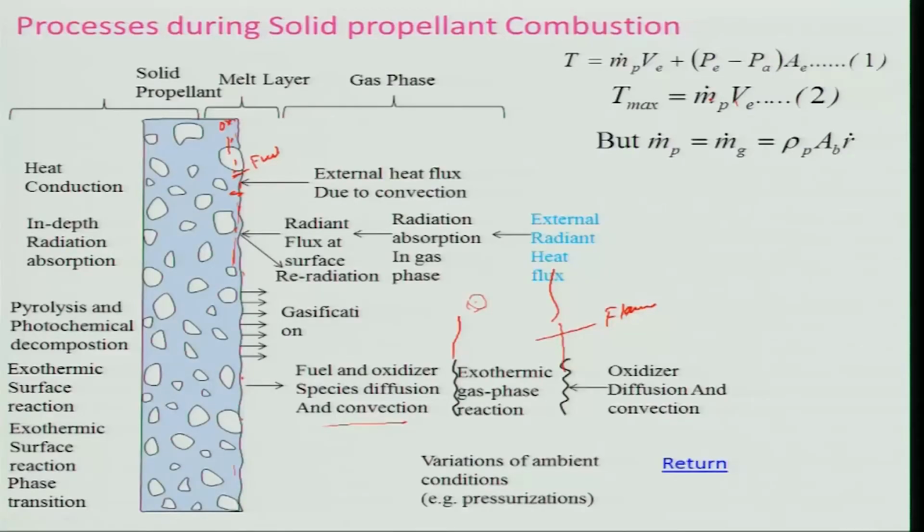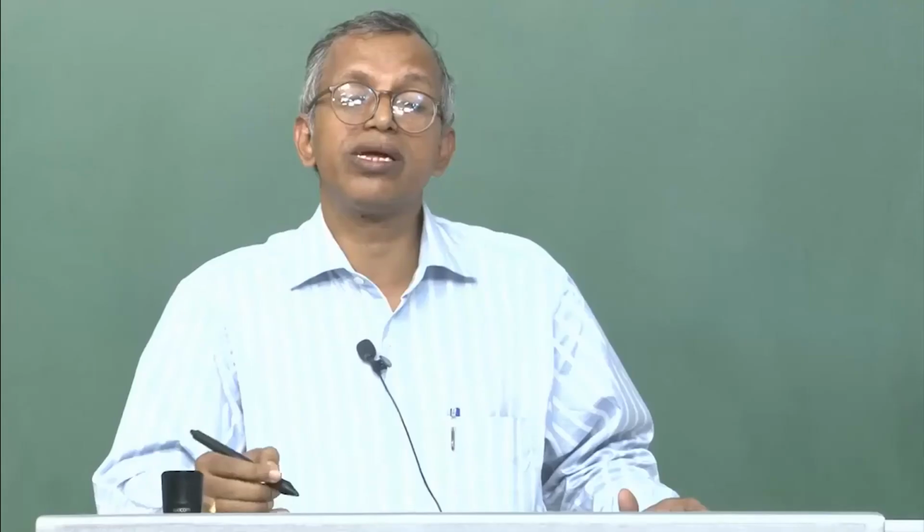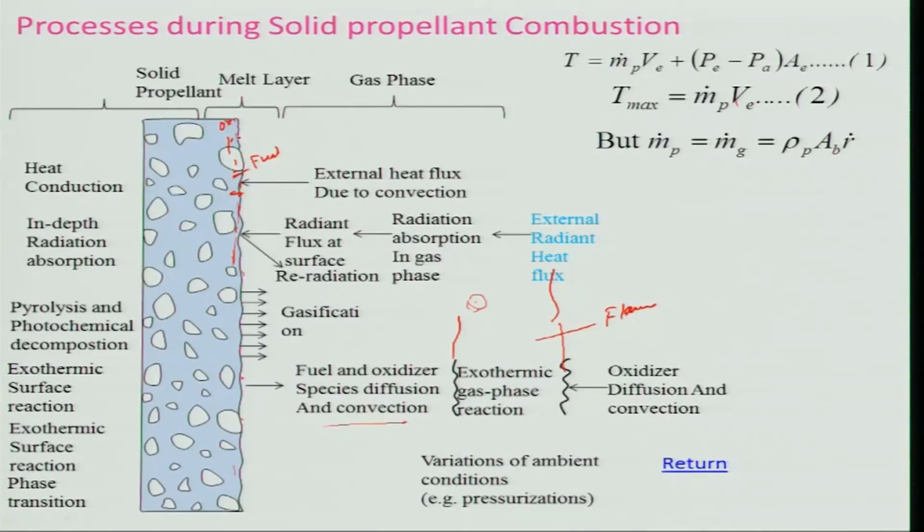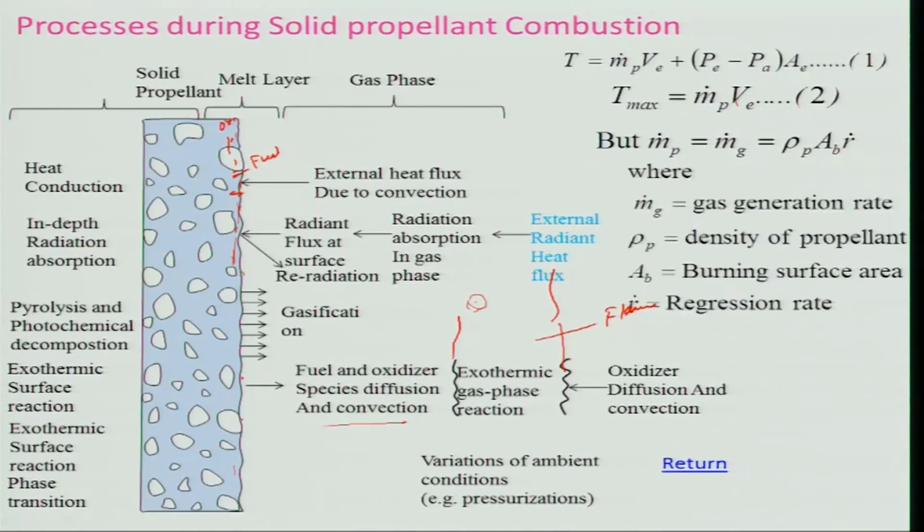So if you look at that, for the time being we are saying that this solid propellant is converted into gas. That means whatever solid is being converted into gas, that is the mass flow rate of gas, and that is nothing but rho p times A b times r dot. Rho p is the density of the propellant, A b is the surface area. If I take the surface area perpendicular to this plane, then I will get the whole surface area, right, and r dot is the regression rate.